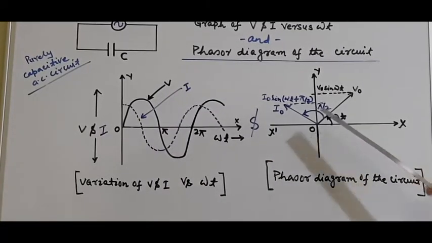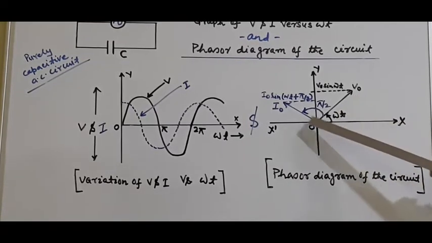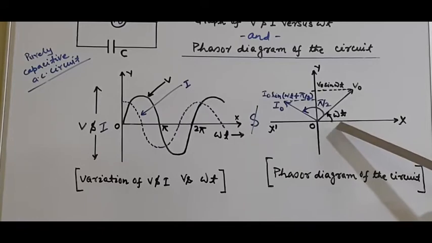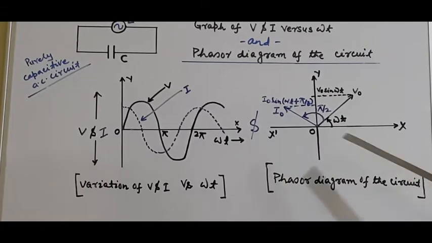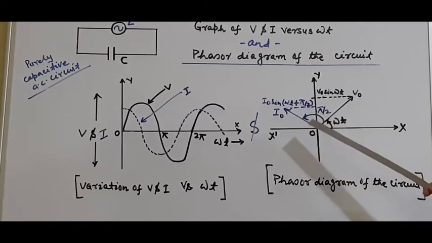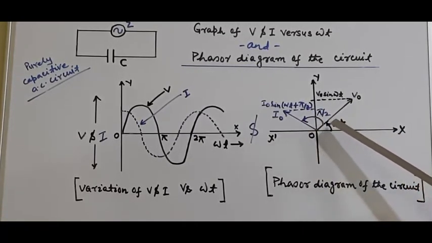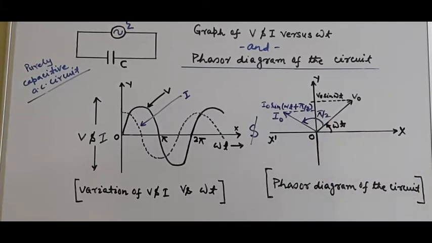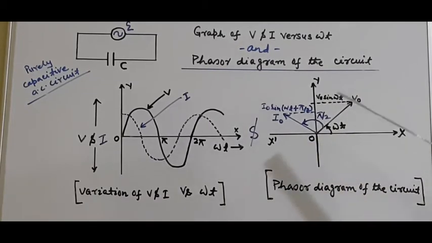And this is the phasor diagram for this circuit. Look at the phasor diagram. This is the phasor of voltage and this is the phasor of current. The phasor of voltage makes an angle omega t with the x-axis in the anti-clockwise direction, and the phasor of current makes an angle pi by 2 in the anti-clockwise direction with the phasor of voltage. So from this phasor diagram it is also clear that the current leads the voltage by angle pi by 2. I hope this graph of V and I versus omega t and the phasor diagram of this circuit are clear.